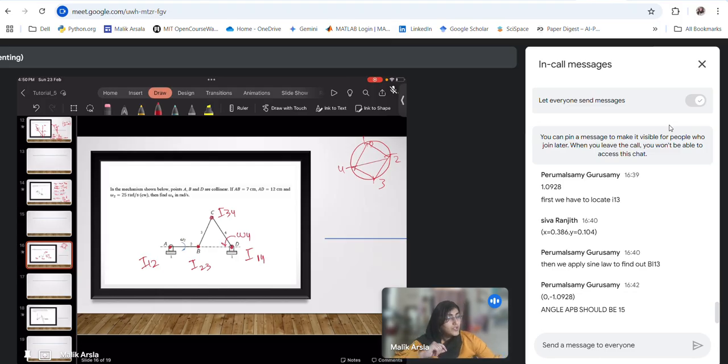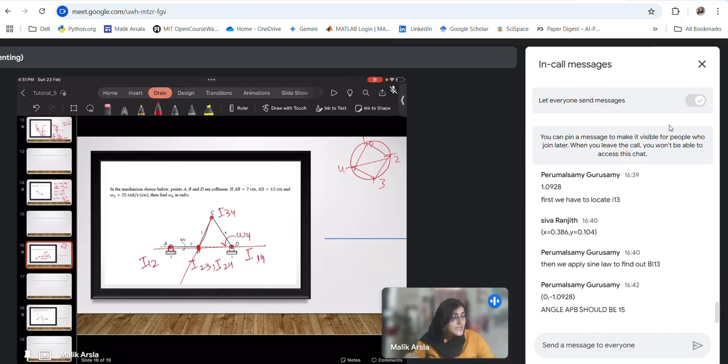Okay, so in order to find I24, I know that it should lie on the line with I14 and I12. So I14 is here, I12 is here, so it should lie along this line only, right? That we know. Now also it should lie on the same line with I23 and I34. So I23 and I34 is here, so basically it is coinciding with I23. So it is I23 here and I24 is also here, right?